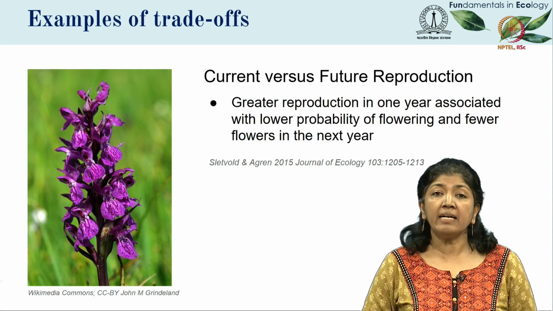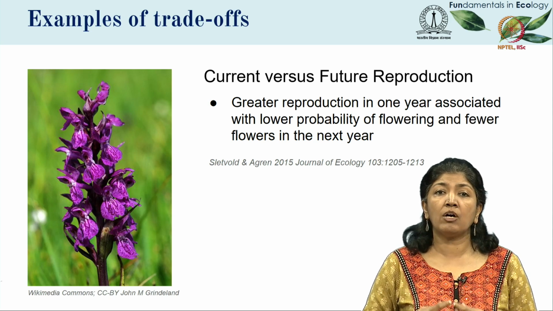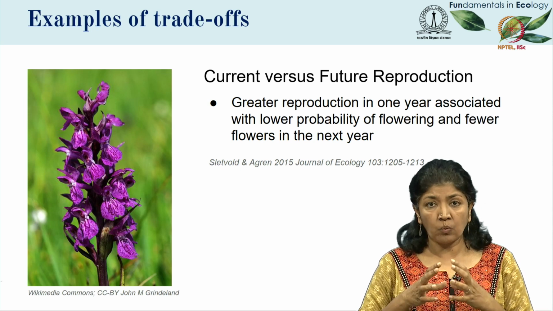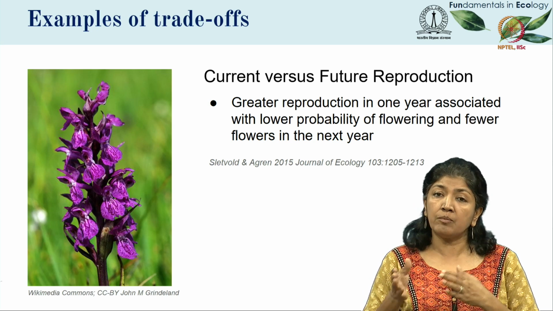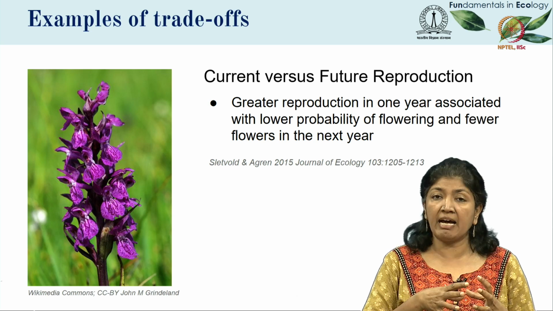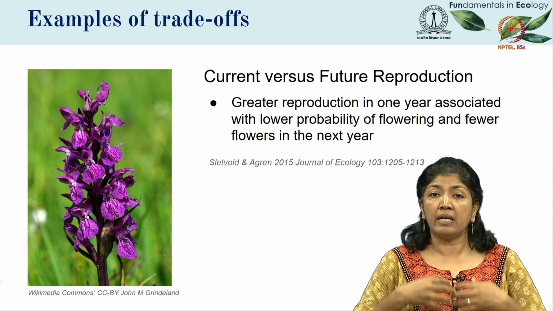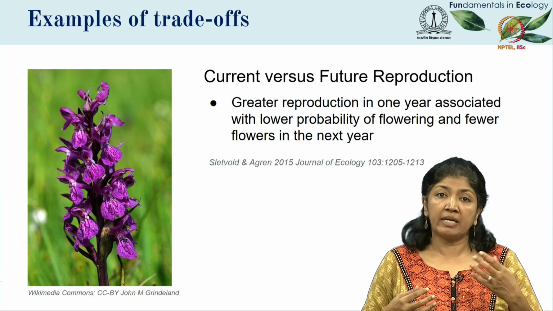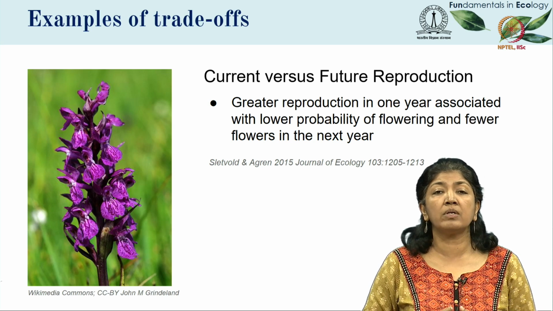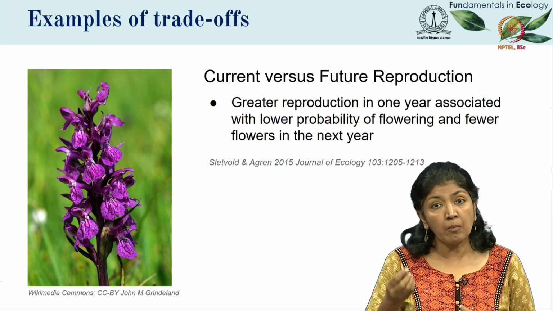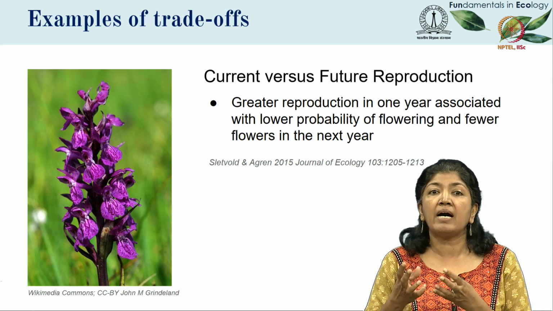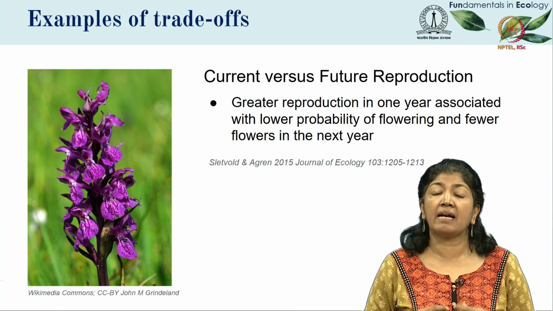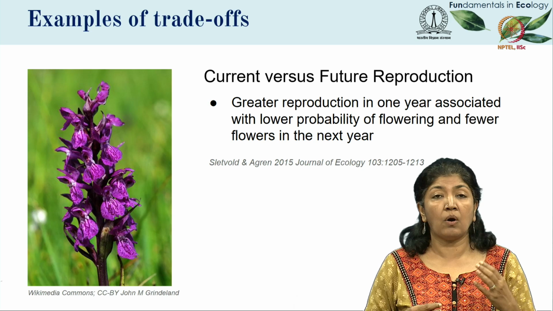You can also get a very important trade-off between current versus future reproduction. So, greater reproduction in one year may be associated with more resources being allocated towards that episode of reproduction, and now with fewer resources available for future reproductive efforts. Studies have shown that greater reproduction in one year can be associated with a lower probability of flowering and fewer flowers being produced in the next year. One such example is the study of this long-lived orchid.